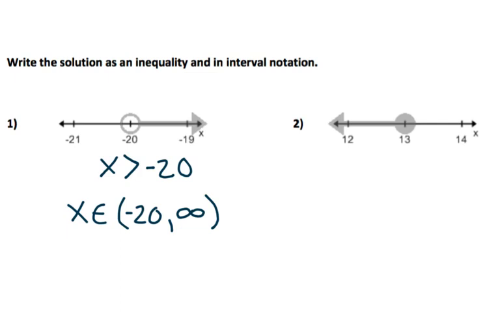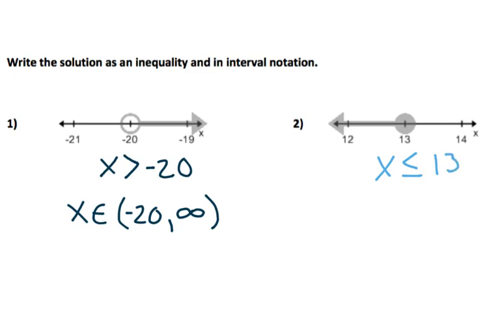Okay, number two, again, we're going to do an inequality first, so we're going to go x. Here the arrow is pointing to the left, so it's going to be a less than, and it's filled in circles, so equal to, and the value at the circle is 13, so x is less than or equal to 13.